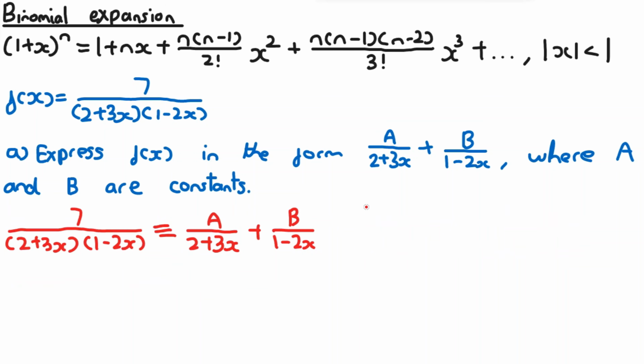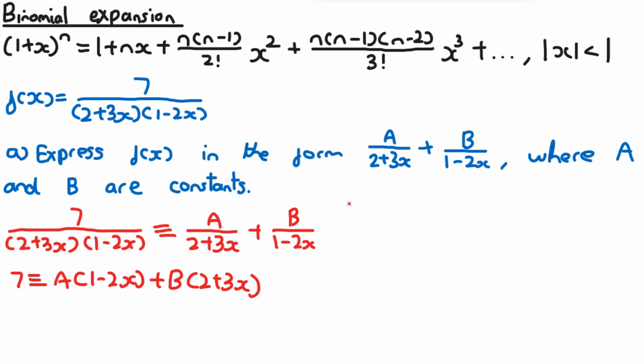So for part A, we need to do the actual thing of splitting it into partial fractions. I'm not going to go into detail of how this works, so again, go back to the video on partial fractions if you need to. Firstly, I'm going to multiply everything by the denominators here. So this cancels out to just become 7, and then this will cancel out to just leave A times 1 minus 2x, and then plus B, and then this denominator will cancel out, and then it will just leave B times 2 plus 3x, like this.